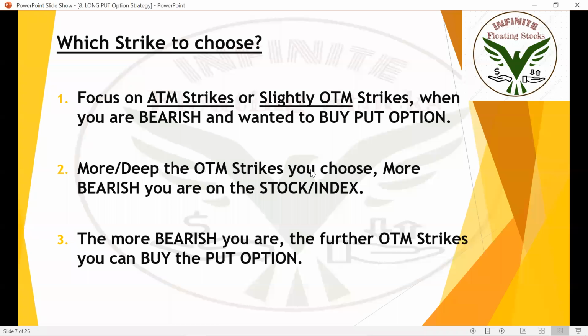So you need to be choosing the at the money strike or slightly OTM strikes. I have shown you the at the money strikes and also the slightly OTM strikes. When do you choose them? When you are bearish and want to buy put options. Imagine that you have made some analysis.